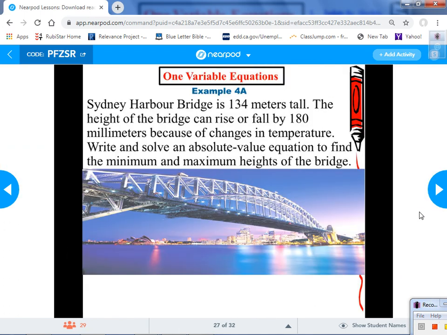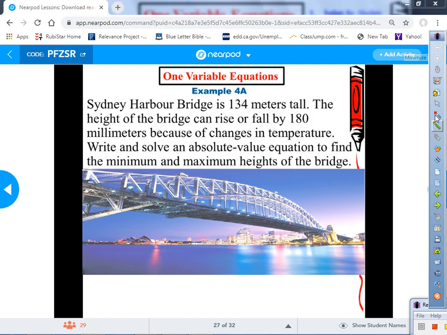All right, and lastly, look up to the screen. I'm going to give you a word problem on the home plate. Look at this one. Sydney Harbor Bridge is 134 meters tall, and the height of the bridge can rise or fall by 180 millimeters because of the change of temperature. So how many millimeters does it go up or down? 180. So that's the number that changes. Is that correct?